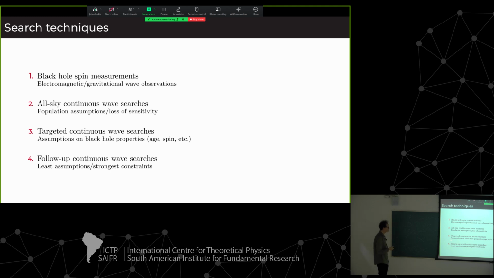Okay, so the next step up from the all-sky search would be a targeted search. Here you're looking at a specific black hole that you know exists. In the galaxy we know of specific black holes through electromagnetic observations. We have some mass measurements and potentially some spin measurements, although those are kind of shaky. But nonetheless, we can target these systems with continuous wave searches.